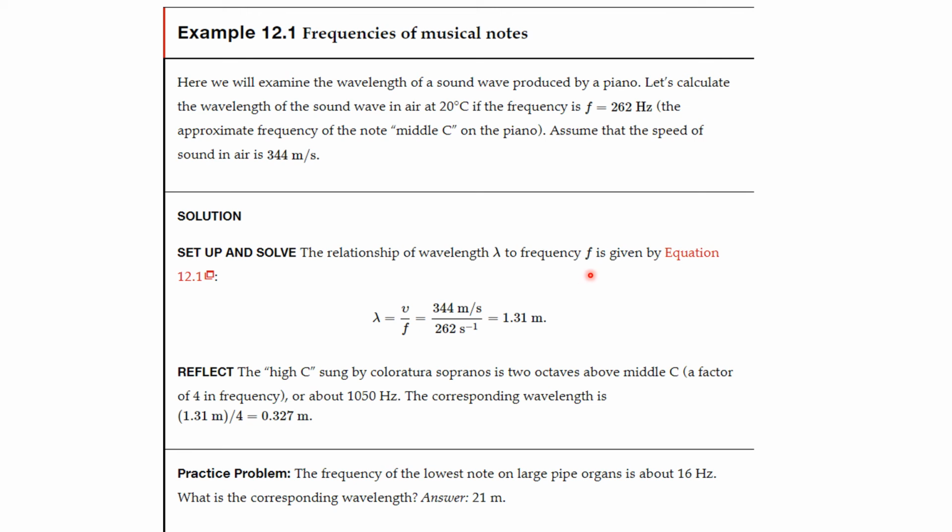And again, there are practice problems that you can look at here. I tell you the frequency of the lowest note on a pipe organ and ask you to find the corresponding wavelength. There's an answer given here as well.